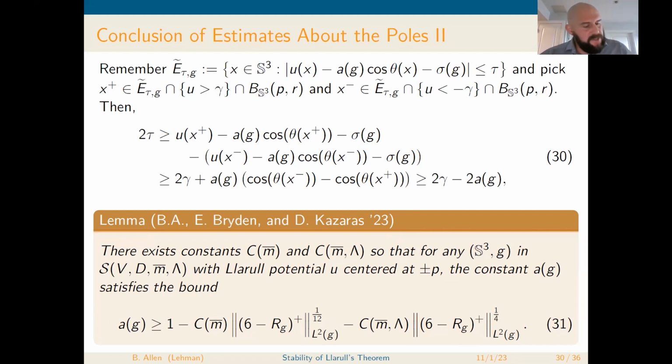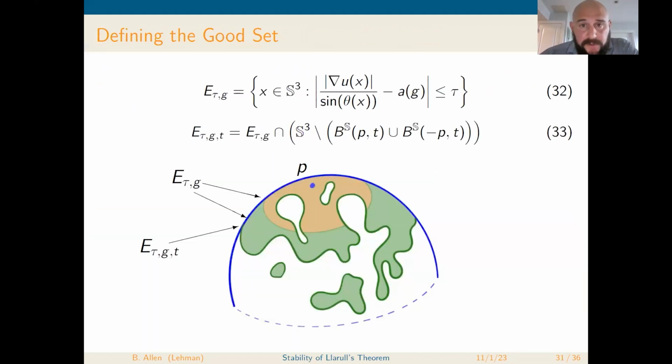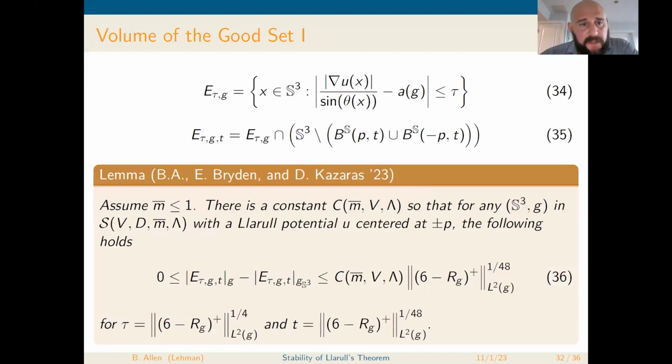Okay, so let me finish up the proof now. Again, here's our good set, and we remove balls around the P and minus P to get this other good set, and we want to estimate volumes. So here we use this bound, or this estimate on A, now to allow us to estimate the volume between the good set with respect to G and the good set with respect to the round sphere to be small in this quantified sense.